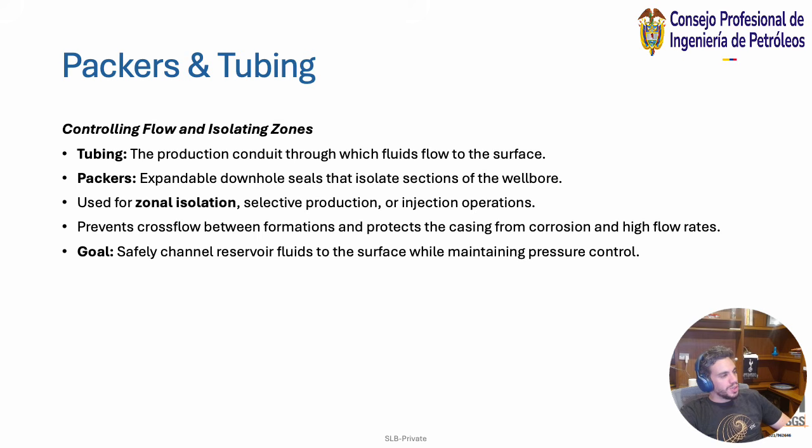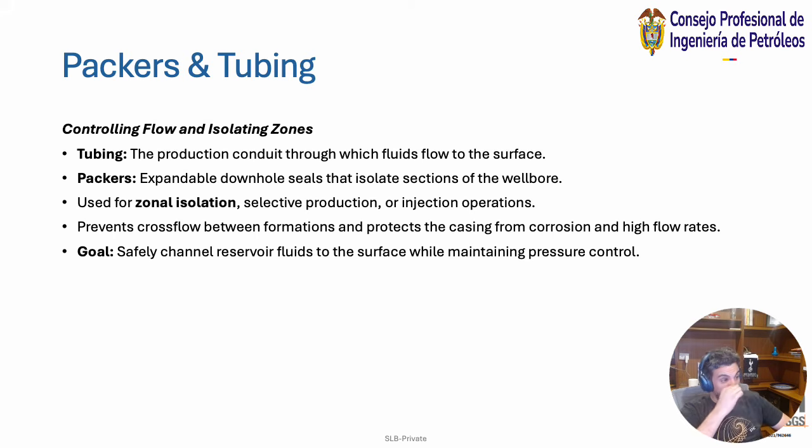So in completions, there's also packers and tubing, and that's controlling the flow and isolating zones. So tubing is the production conduit through which fluids flow to the surface. So that's when you're actually controlling the flow. And packers are these seals. You can think of them as, you're basically blocking that area from your wellbore from the flow.